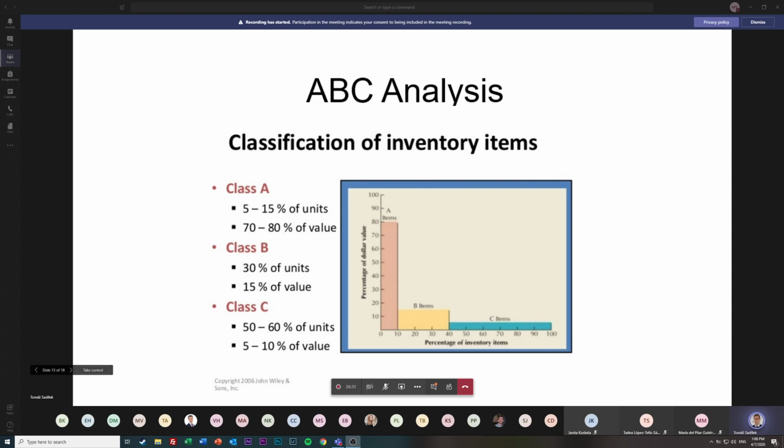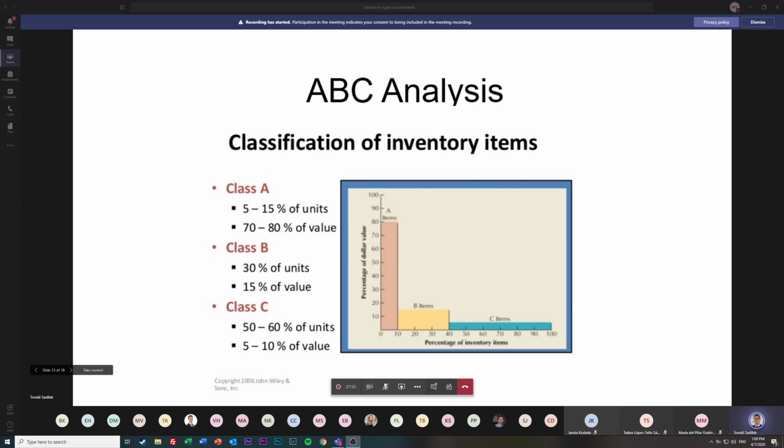Have you ever heard about the 80-20 rule? Who has heard about the 80-20 rule? The 80-20 rule or Pareto rule? Have you ever heard about this 80-20 rule or Pareto rule? So if not, doesn't matter.